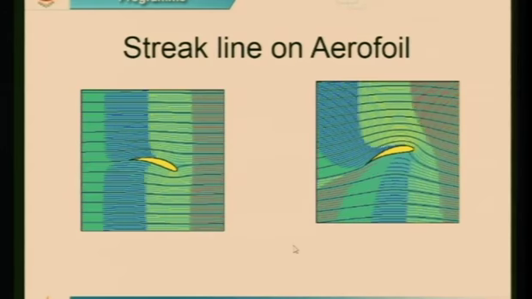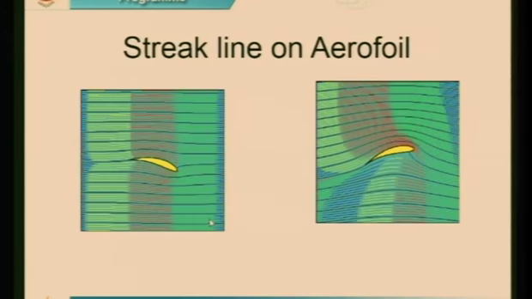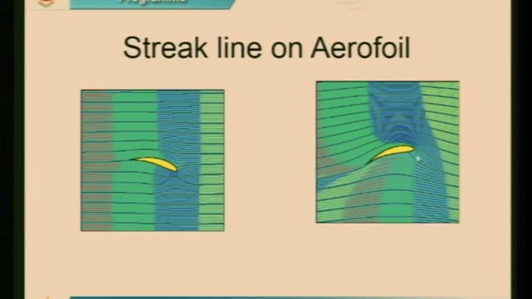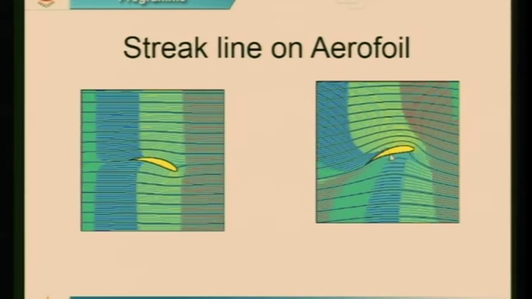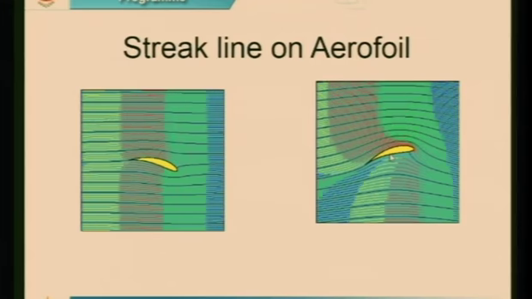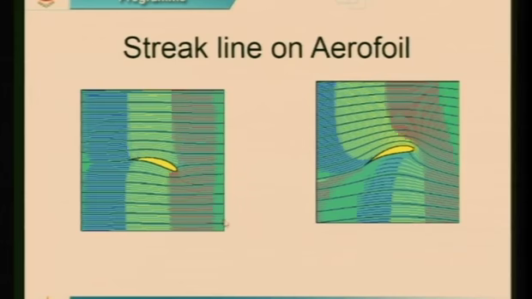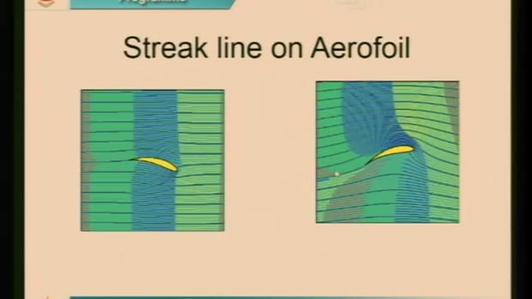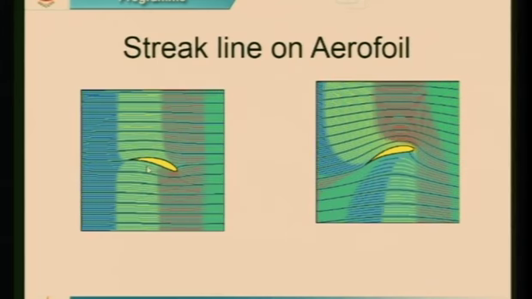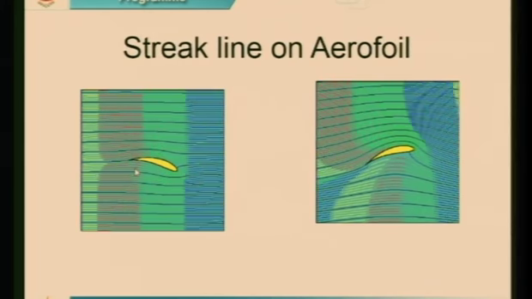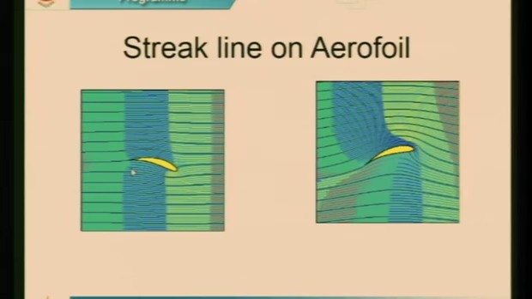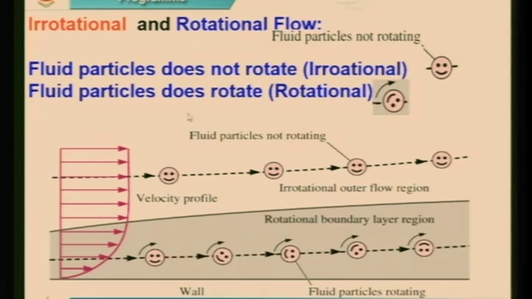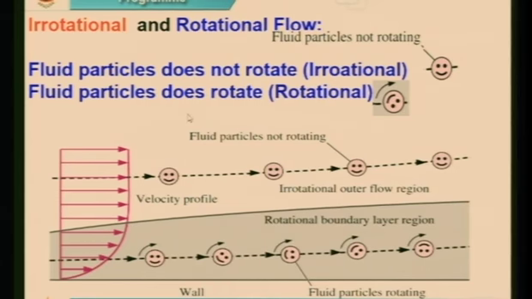Now you can see a small animation of a streak line on an aerofoil. This is the aerofoil, exactly like the wings of a bird, or it could be the wings of an aeroplane. So you can see the streak line here, how it is going. Exactly, you can see the path. Here also you can see how the streak line is going in an aerofoil. Is it okay?